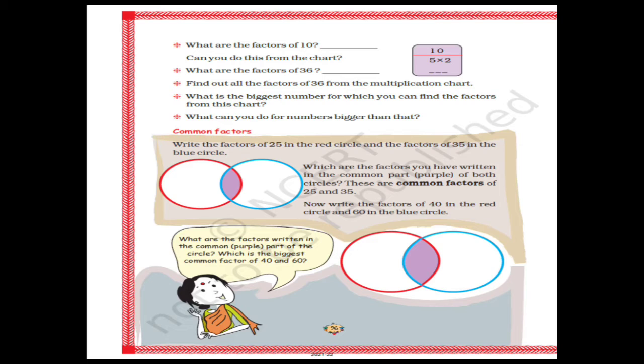Now write the factors of 40 in the red circle and 60 in the blue circle. What are the factors written in common, that is the purple part of the circle, which is the biggest common factor of 40 and 60? The way you found the factors of 25 and 35 and wrote the common factors in the middle, similarly you have to do for 40 and 60. So this will be your homework. You have to do this by yourself. So let's move on.